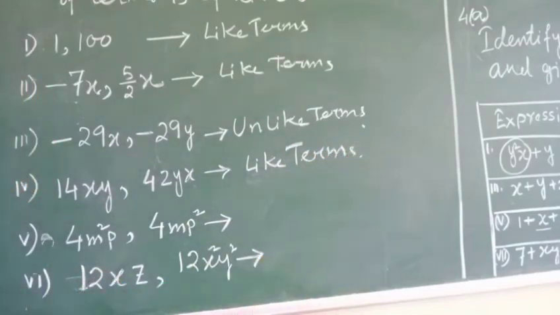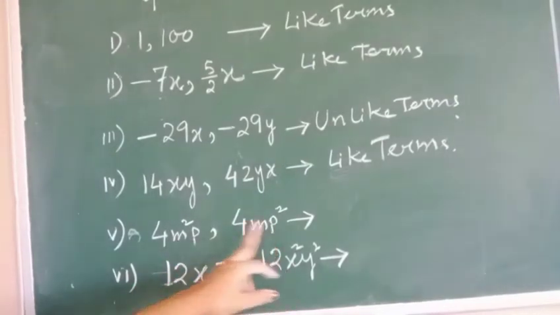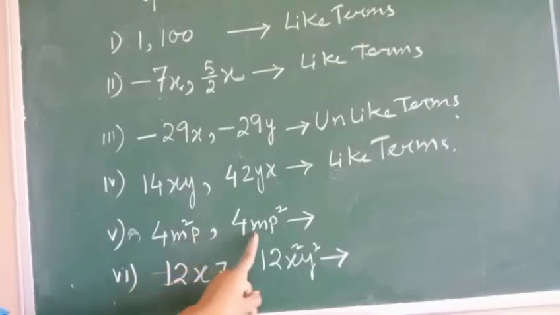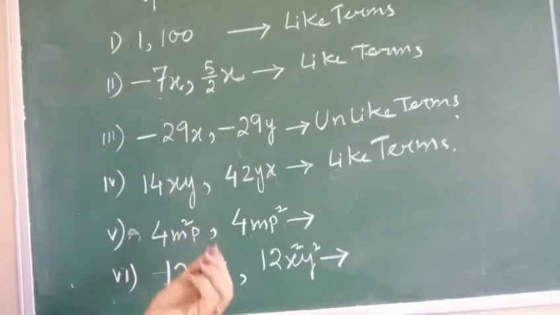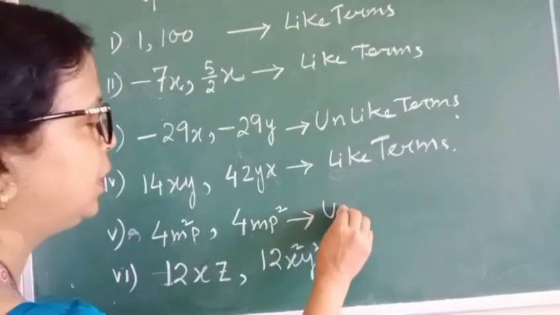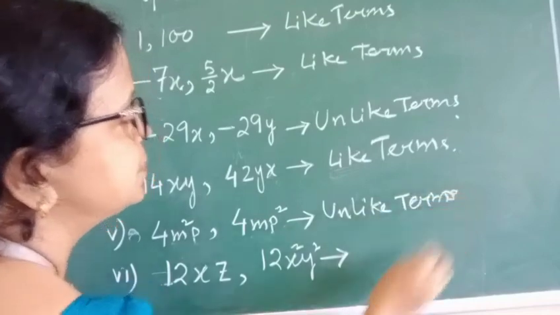Next question is 4m square p and 4m p square. Though the variables are m and p, their powers are not same. Here m is coming 2 times and p is 1 time. But in this term, you can see that m is 1 time and p is 2 times. So they are not like terms. Though the variables are m and p, the powers are not same. Therefore, they are unlike terms.